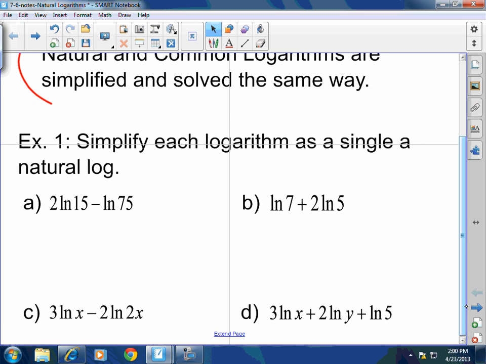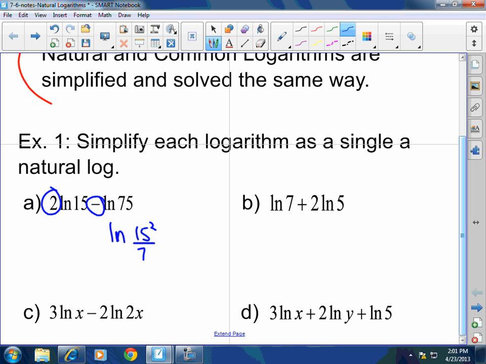Let's go ahead and start talking about simplifying them just like we would simplify normal logs. I've got 2 ln of 15 minus ln of 75. My friends, the 2 in front of the ln still represents an exponent, and the subtraction still represents the same thing. I promise you. So this is simply ln of 15 squared over 75, which is going to equal ln of 3. If I wanted the exact answer and put that in my calculator, it's 1.0986. So either or there.